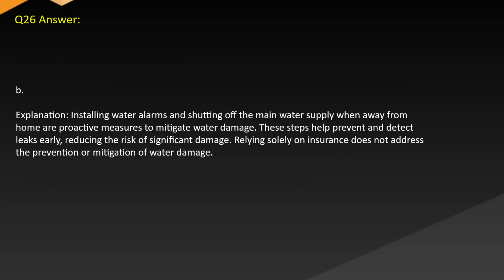Answer B. Explanation. Installing water alarms and shutting off the main water supply when away from home are proactive measures to mitigate water damage. These steps help prevent and detect leaks early, reducing the risk of significant damage. Relying solely on insurance does not address the prevention or mitigation of water damage.